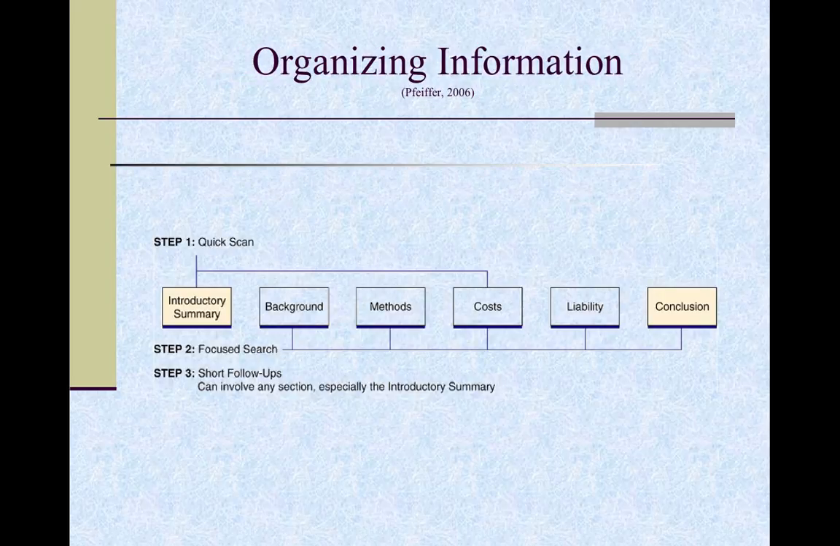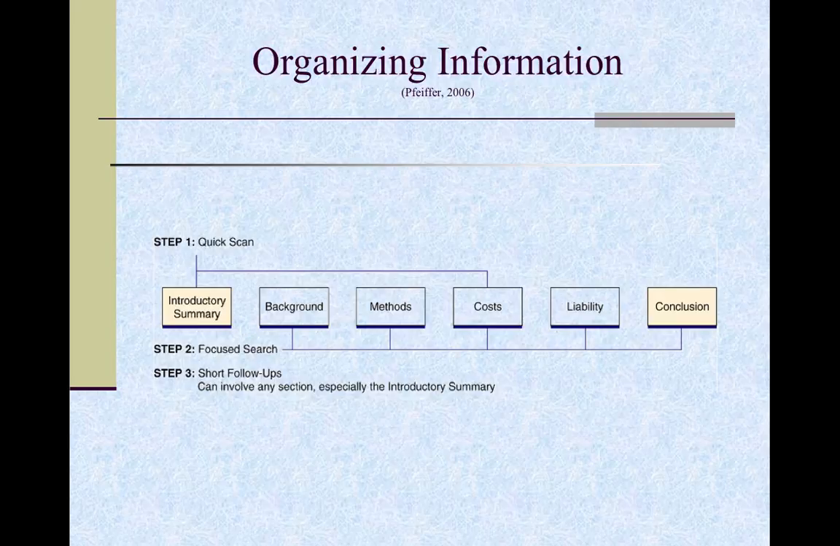Here is an outline. This would be how the parts of this document would be organized. This outline would start with an introductory summary of some sort, present background information, methods, cost, liability, and then a conclusion. Most readers will start by looking at the introduction. That will be their first step in reading the document.